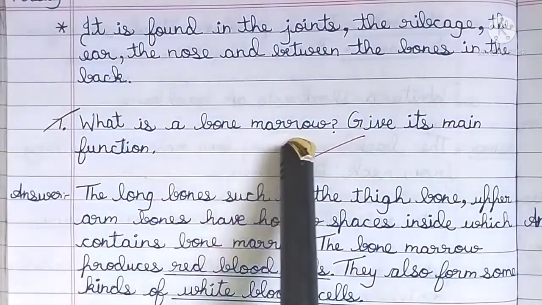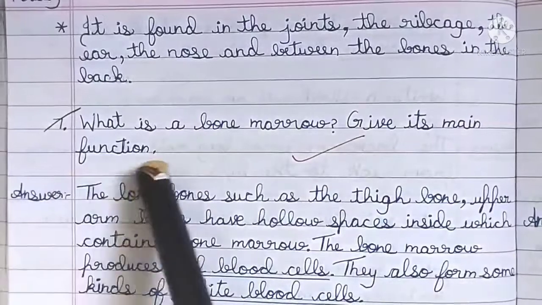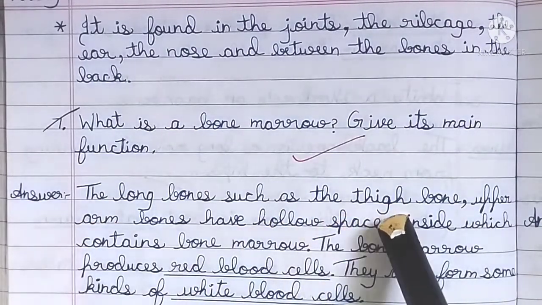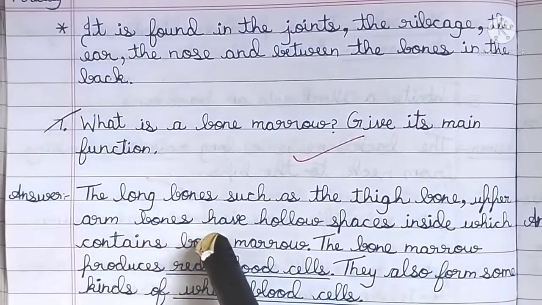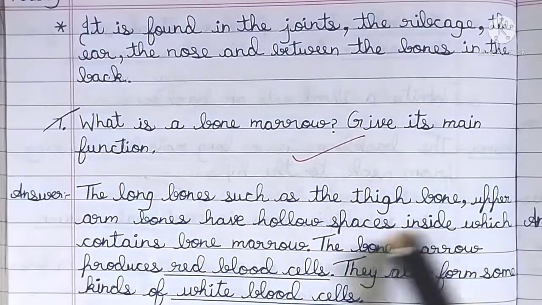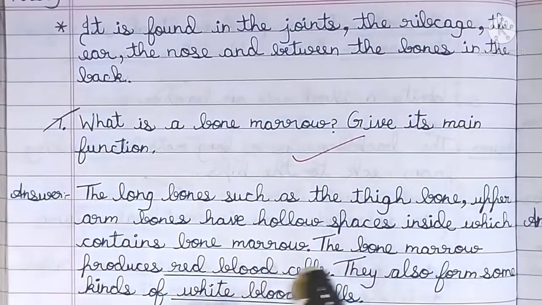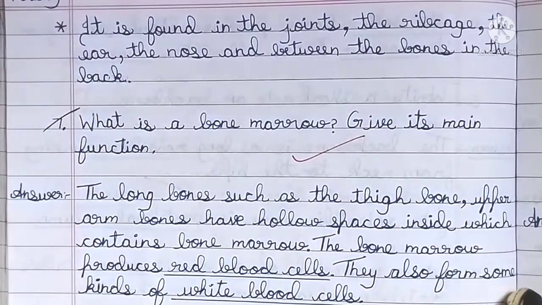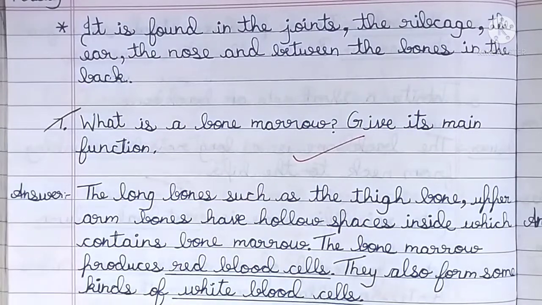What is bone marrow? Give its main function. Answer. The long bones such as the thigh bone and upper arm bones have hollow spaces inside which contain bone marrow. The bone marrow produces red blood cells. They also form some kinds of white blood cells.